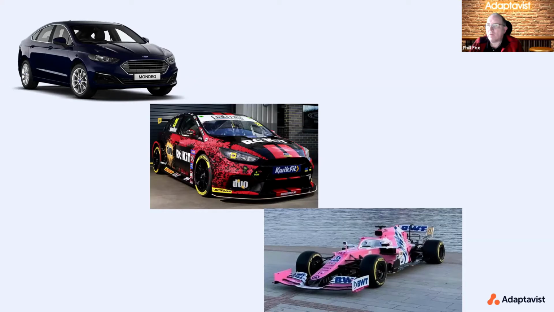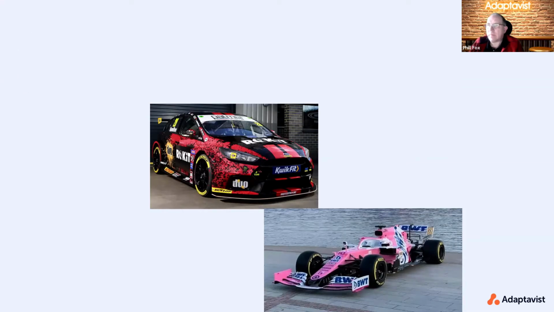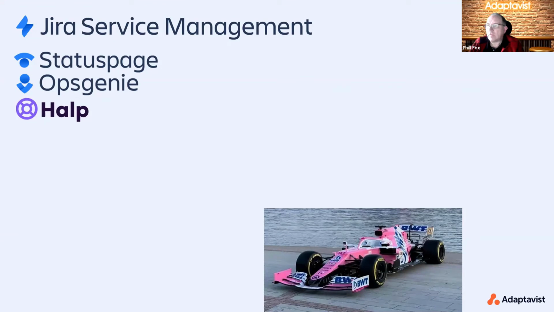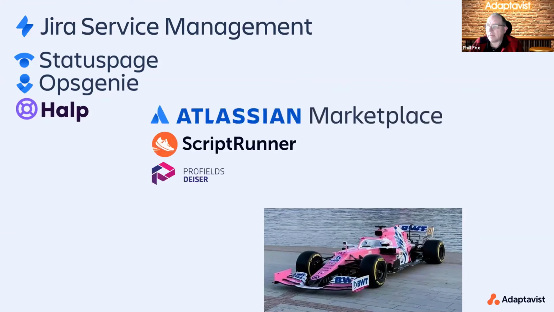Well, let's start by removing our production level car. And here we get the replacement, which is Jira Service Management, what used to be Jira Service Desk, and I have to get in the habit of remembering the new name, Status Page, Ops Genie, and Help. But then if you want to customize it, you reach out to the marketplace. And there you'll find ScriptRunner, you'll find Profields, and various other apps from various partners.